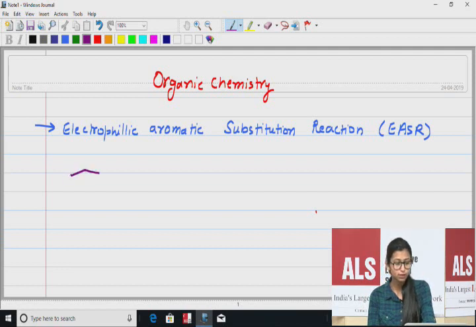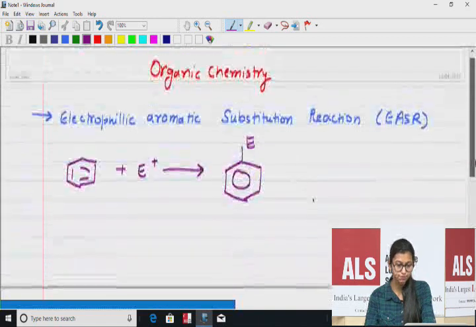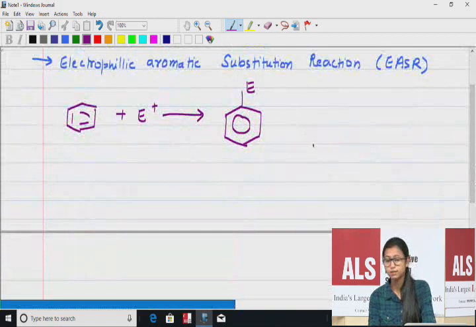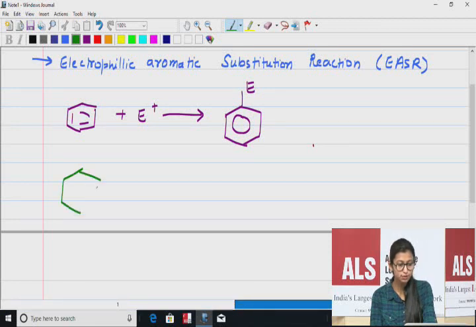See, I am just writing for the sake of revision. This is a benzene. You know that 6 pi electron density is there in the benzene. And let's say we have an electrophile, then what will happen? You replace one hydrogen, I'm just making benzene like this. So remove one hydrogen and just place the electrophile there, okay? Is it clear? If I write the mechanism as well, what was the mechanism, everyone?